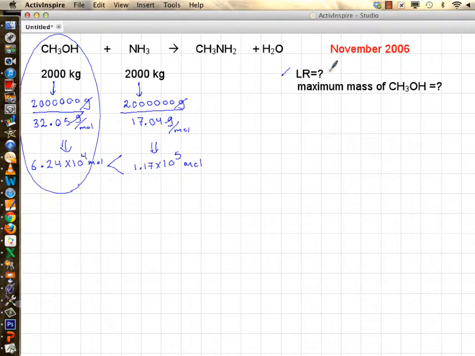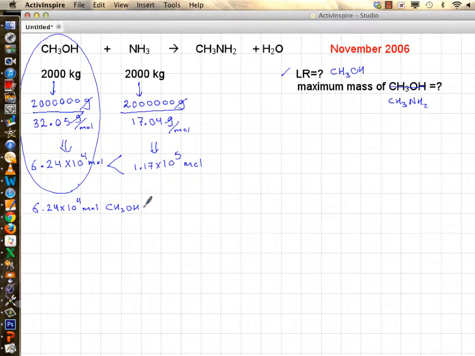So the first one, what is your limiting reactant? It's CH3OH. Now, the next question, they phrased it as what is the maximum mass of CH3OH, sorry, this was a typo, it's CH3NH2, the product, which is methylamine. So what is the maximum mass of CH3NH2? I'm going to use the limiting reactant information. So I have 6.24 times 10 to power 4 moles of methanol.